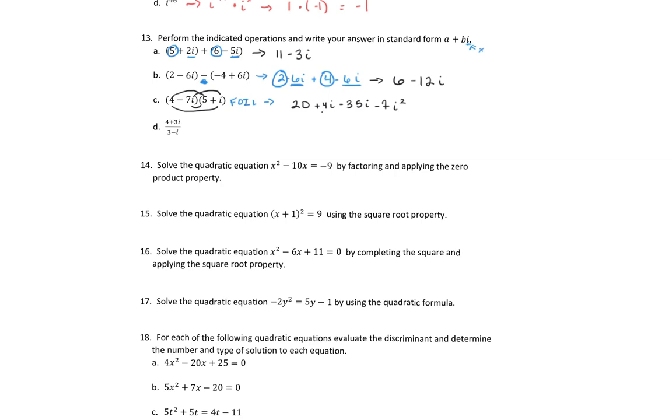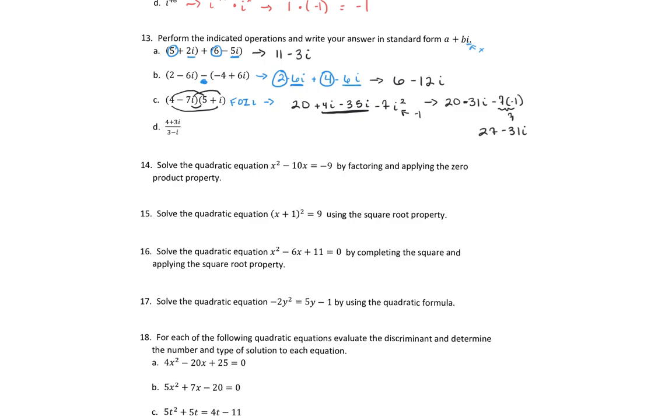Now we can simplify these because these two are common terms. And remember, this i squared here, like we said up here, is equal to -1. So we are left with 20 minus 31i, right? Because 4 minus 35 would give you -31. And then minus a 7 times a negative 1, which gives you a positive 7, and therefore you would end up with 20 plus 7, 27 minus 31i.